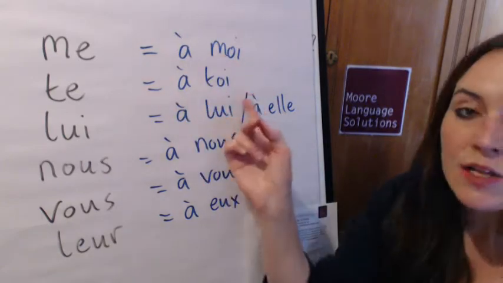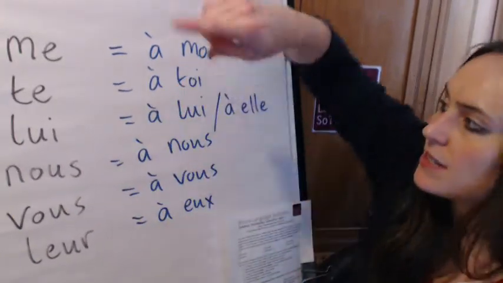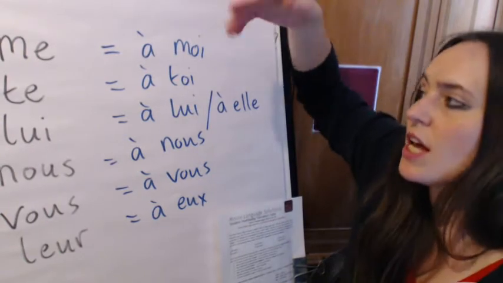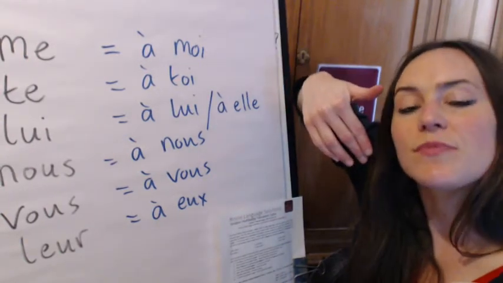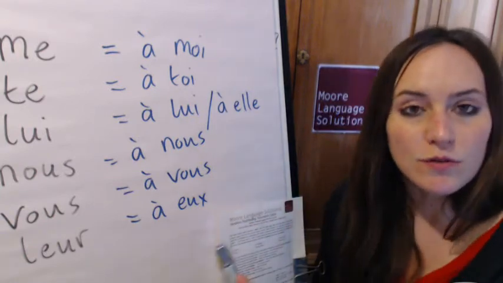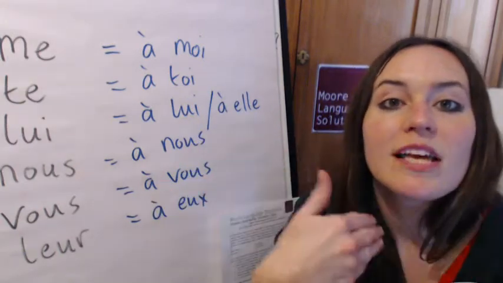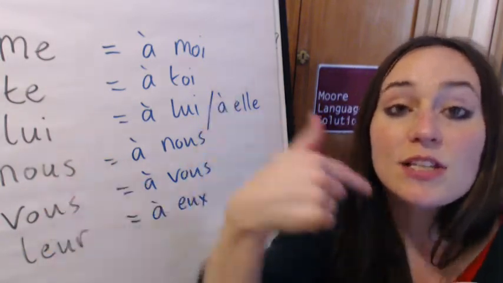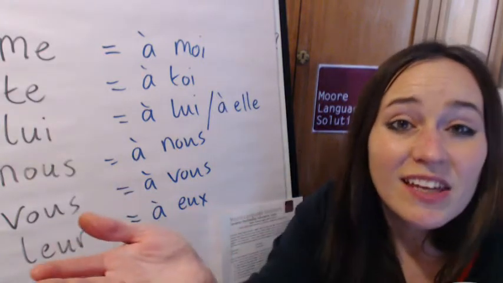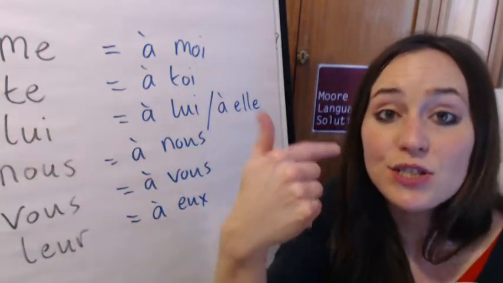À moi, à toi, à lui, à elle, etc. So what we have here is the preposition à, which means in this case to, and then moi, which is the pronoun which means me. So for example, vous parlez à moi. You are speaking to me. Vous écrivez une lettre à moi. You are writing a letter to me.